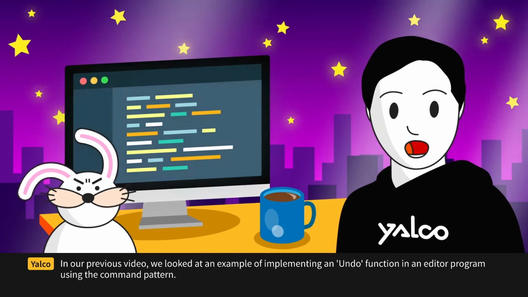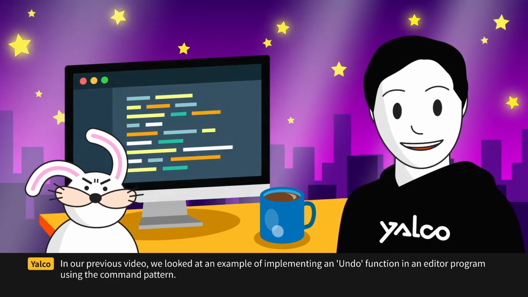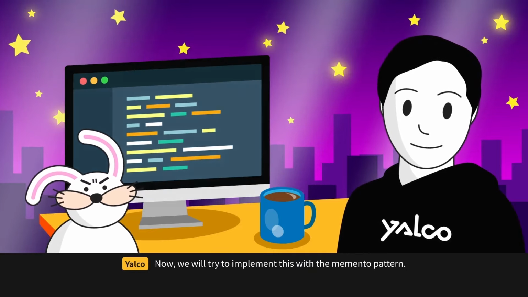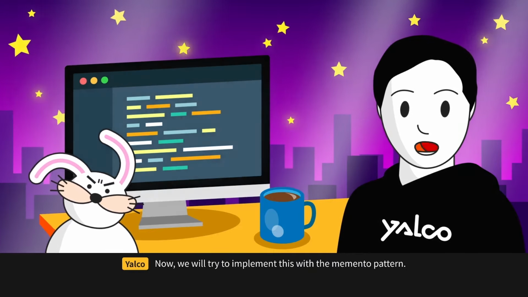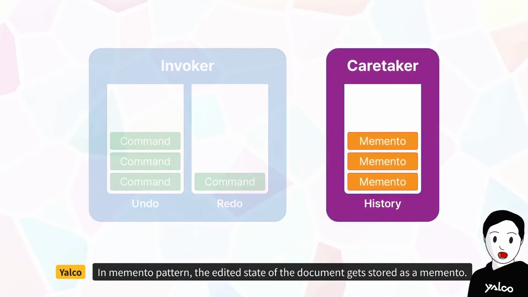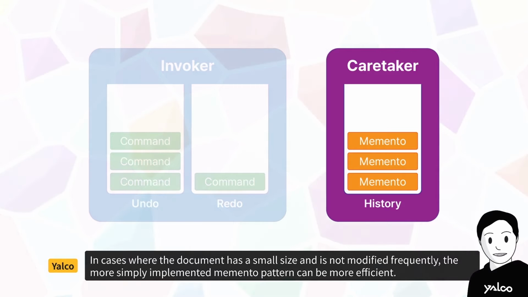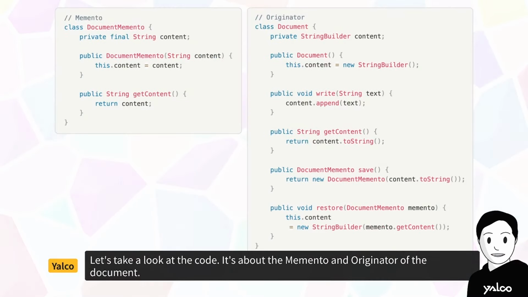In our previous video, we looked at an example of implementing an undo function in an editor program using the command pattern. Now, we will try to implement this with the Memento pattern. While the command pattern stores all the document editing actions as units called commands in a stack, in the Memento pattern, the edited state of the document gets stored as a memento. In cases where the document has a small size and is not modified frequently, the more simply implemented Memento pattern can be more efficient. Let's take a look at the code.